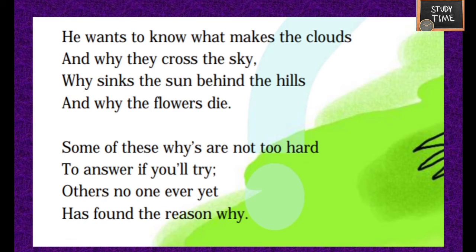Third stanza. He wants to know what makes the clouds and why they cross the sky. Why sinks the sun behind the hills and why the flowers die. In the third stanza, the poet says that the boy wants to know what the clouds are made of and why they move up in the sky, unlike all other things that move on the ground. He wants to know the reason why the sun sinks behind the hills and why flowers die.